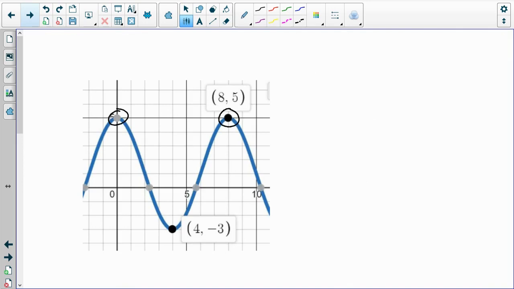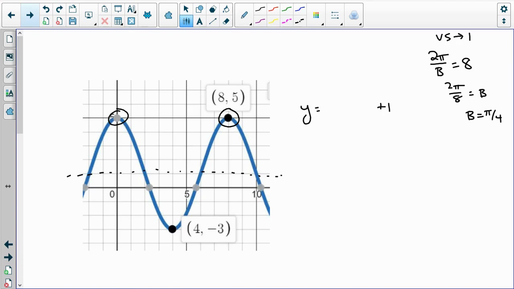It looks like one complete cycle is 8, and my normal graph is 2 pi. So 2 pi over b equals 8. So b has to equal pi over 4. So let's write a cosine graph really simply, because I know that I can write a positive cosine graph with no problem. So y equals, well, where's the midline? Well, if I'm going from negative 3 to 5, the midline has to be at 1, because that's the average of 5 and negative 3. So my vertical shift is 1. So I can put a plus 1 at the end.